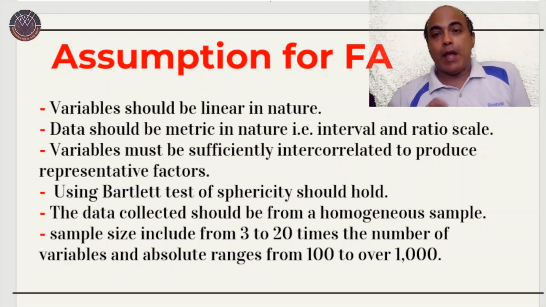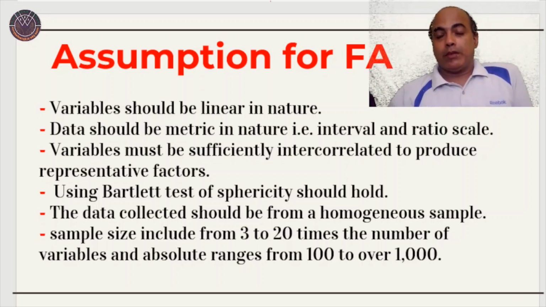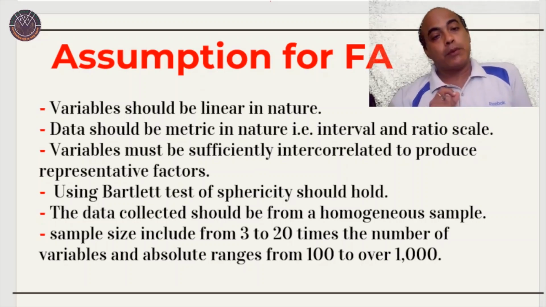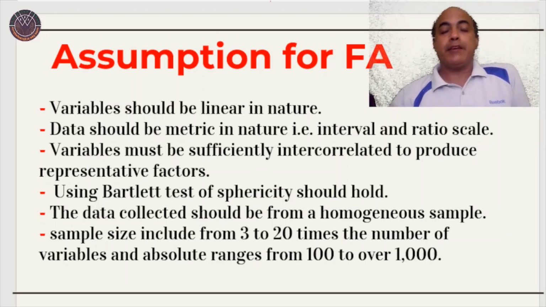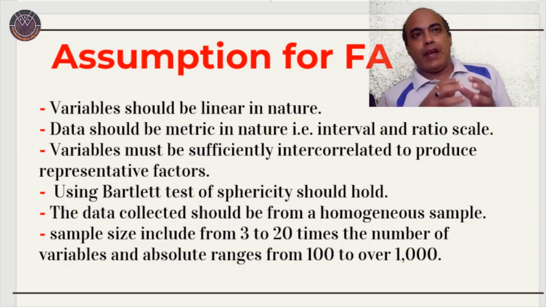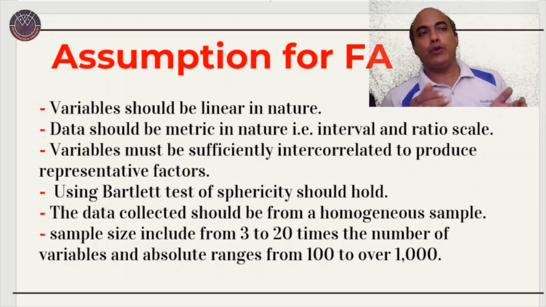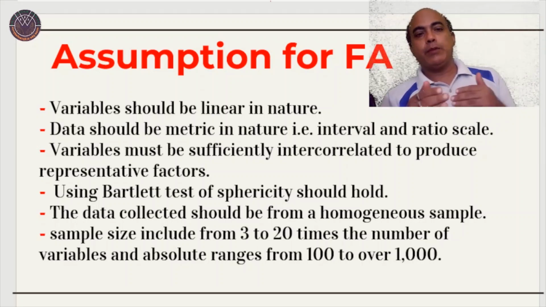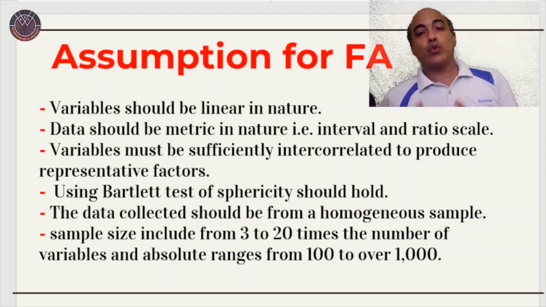Next, we have to go for the Bartlett test of sphericity. So what is this Bartlett test of sphericity? The Bartlett test of sphericity tests the hypothesis that your correlation matrix is an identity matrix. So what is the identity matrix? Identity matrix means only the variables are correlated with themselves. That means all other correlations are zero, that means the correlation between one variable and other variables is zero, and only the diagonal entries are one.